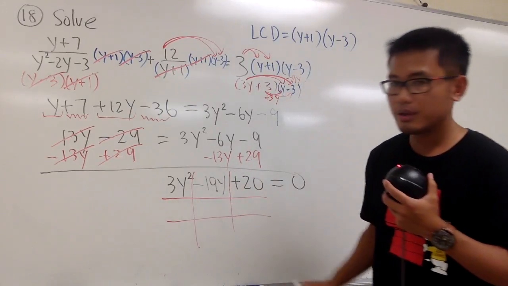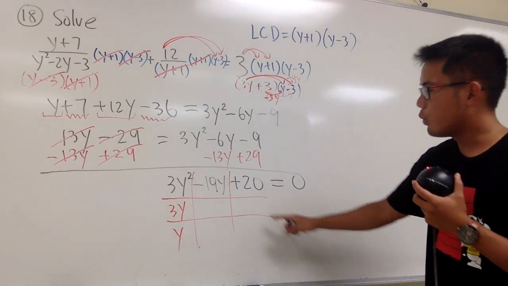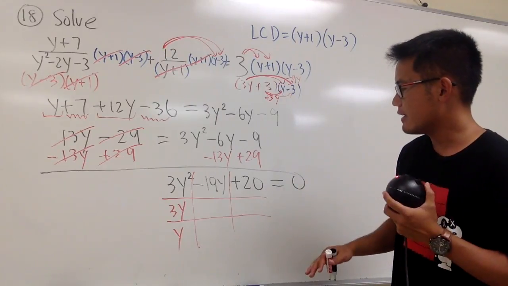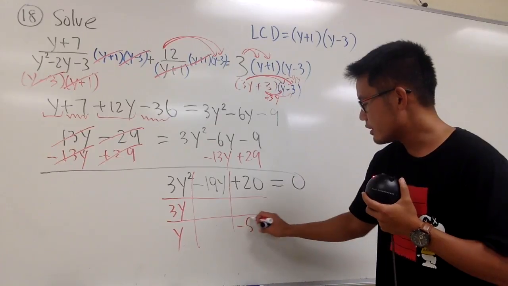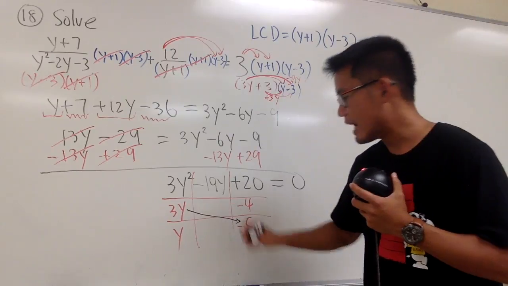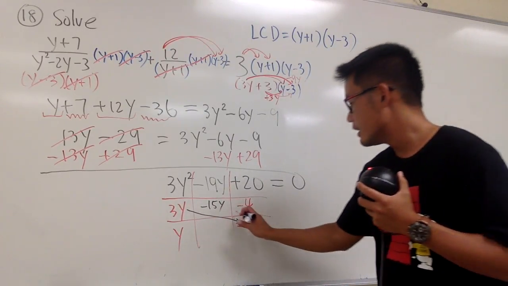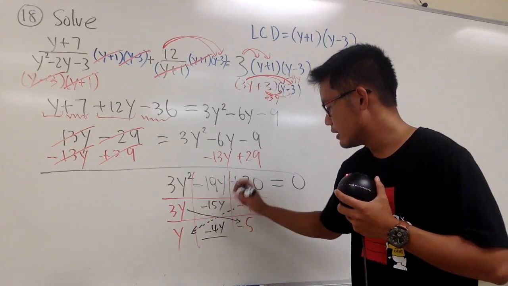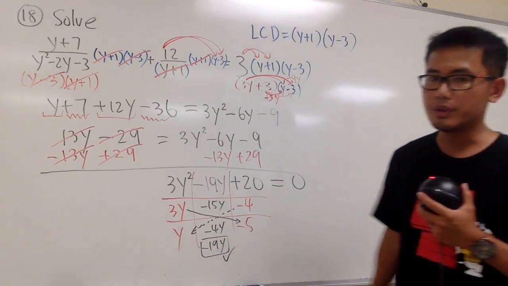So do a tic-tac-toe. To get 3y squared, let's just have 3y and y. And now, what times what will give us positive 20? We can use 4 and 5, or negative 4, negative 5. I'm going to put negative 5 right here and negative 4 right here because I see that 3y times negative 5 would be negative 15y. And negative 4 times y is negative 4y. Together, they add up to negative 19y. So that's what we need.